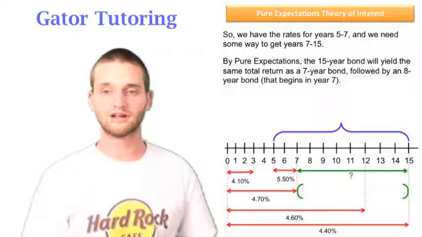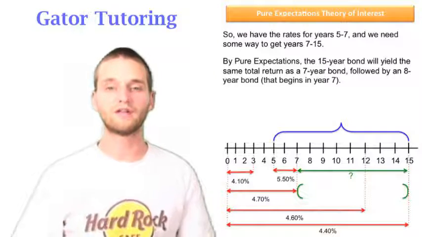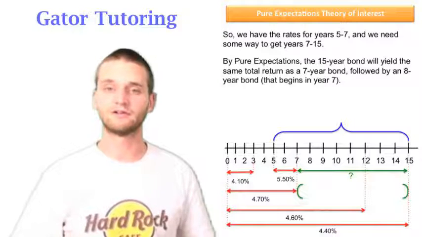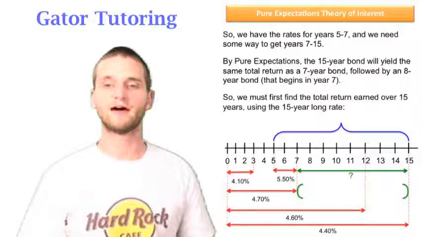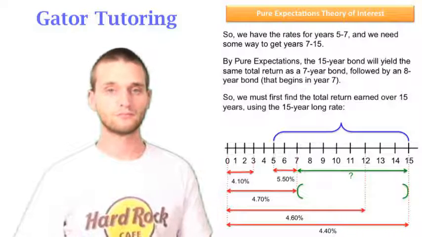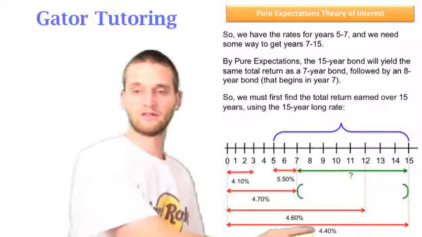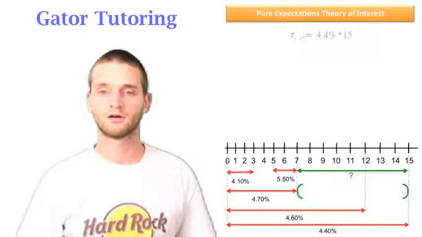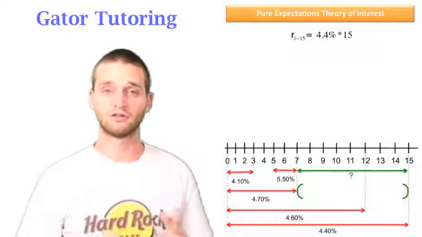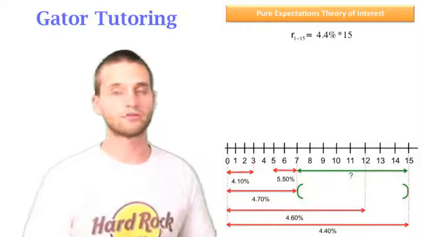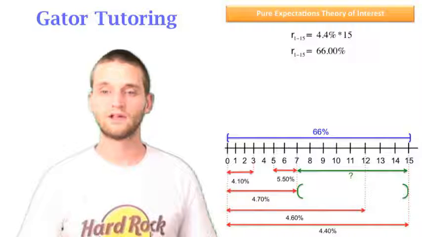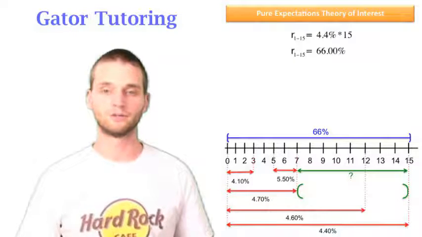So again, by pure expectations, the 15-year bond will yield the same total return as a 7-year bond followed by an 8-year bond that begins in year 7. So we must first find the total return earned over 15 years using the 15-year long rate, which we were given in the original table. That's the 4.4%. So it's 4.4% per year times the 15 years, which gives us a total return of 66%. And that's this entire amount. That's the total amount earned.